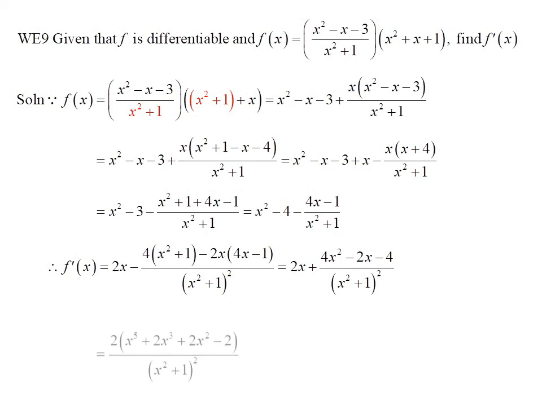Therefore, the derivative function f prime of x equals 2 times the bracket x raised to the fifth plus 2x cubed plus 2x squared minus 2, over x squared plus 1, squared.